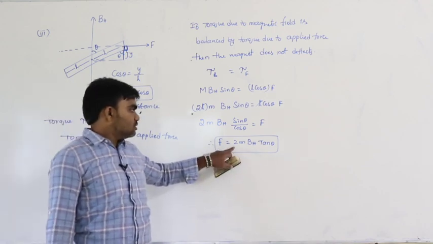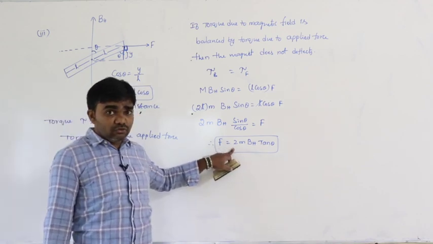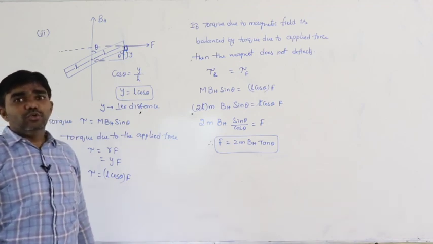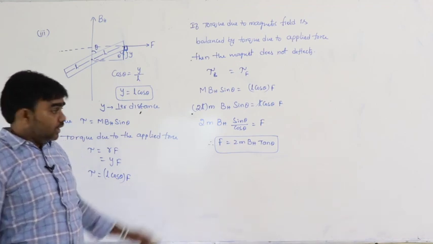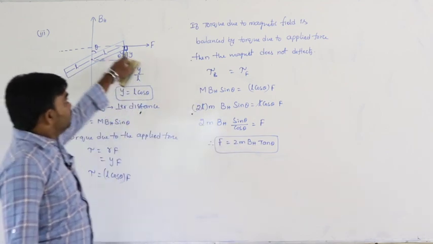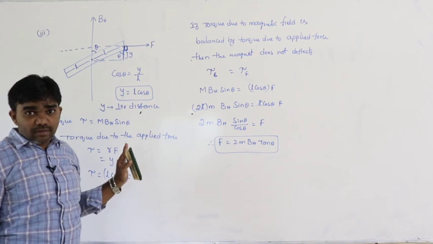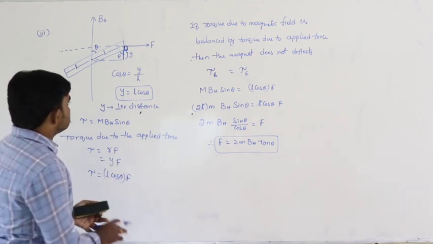This is the force needed to balance the deflection of the magnet in a uniform magnetic field. If we apply this much force, then the deflection of the magnet will be balanced. So that is the situation.